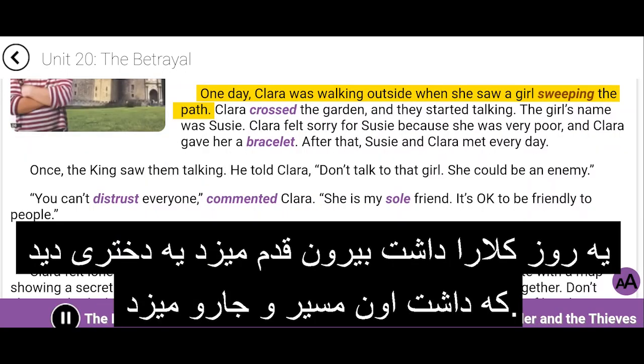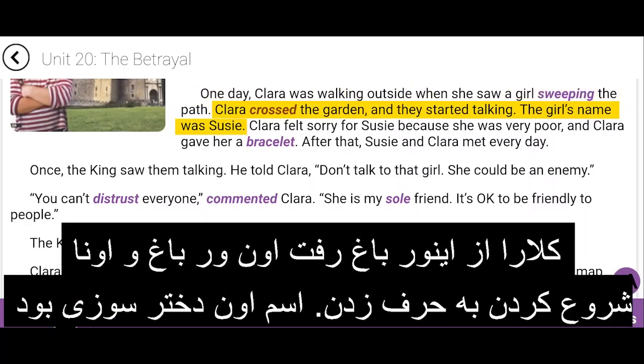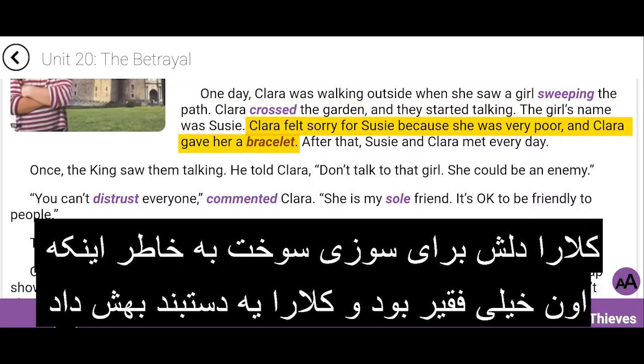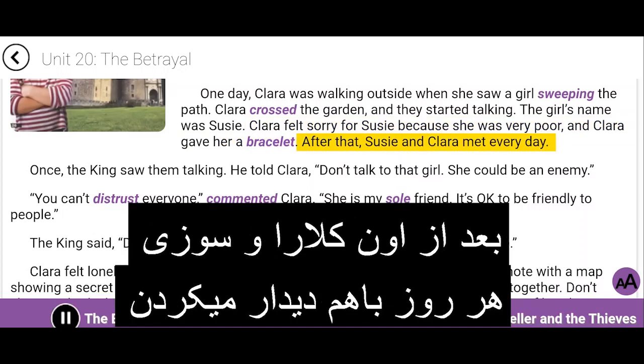One day, Clara was walking outside when she saw a girl sweeping the path. Clara crossed the garden, and they started talking. The girl's name was Susie. Clara felt sorry for Susie because she was very poor, and Clara gave her a bracelet. After that, Susie and Clara met every day.